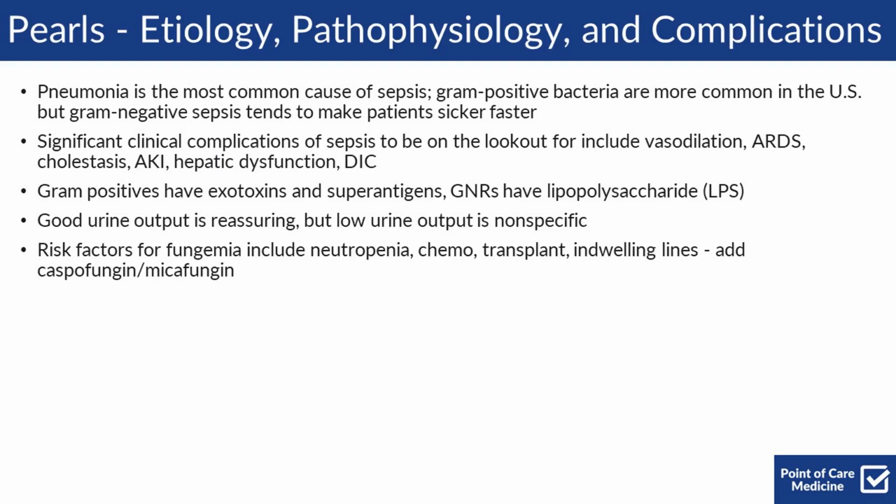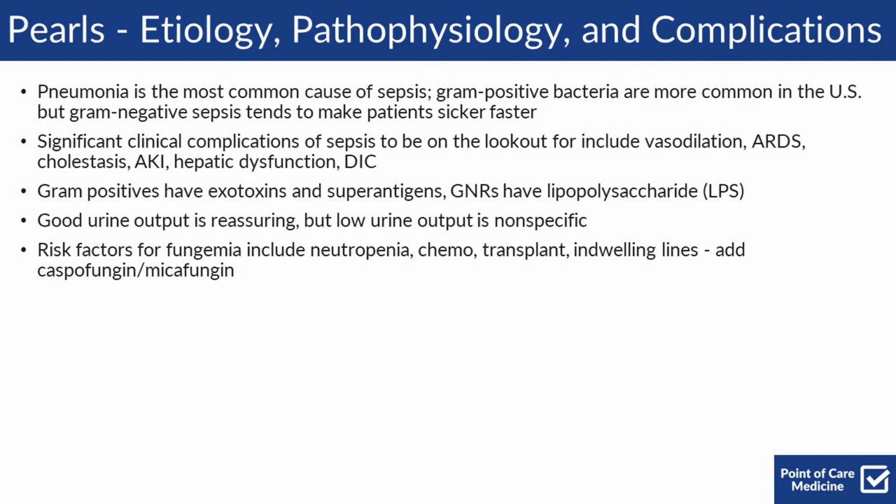For some clinical pearls on the etiology, pathophysiology, and complications, pneumonia is the most common cause of sepsis. Gram-positive bacteria are more common in the United States, but gram-negative sepsis tends to make patients sick faster. Significant clinical complications of sepsis to be on the lookout for include vasodilatation, ARDS, cholestasis, AKI, hepatic dysfunction, and DIC.